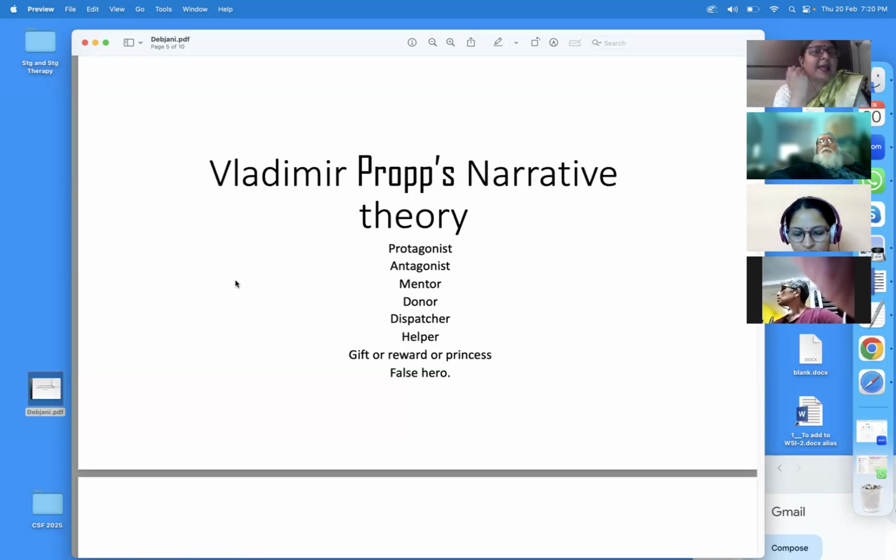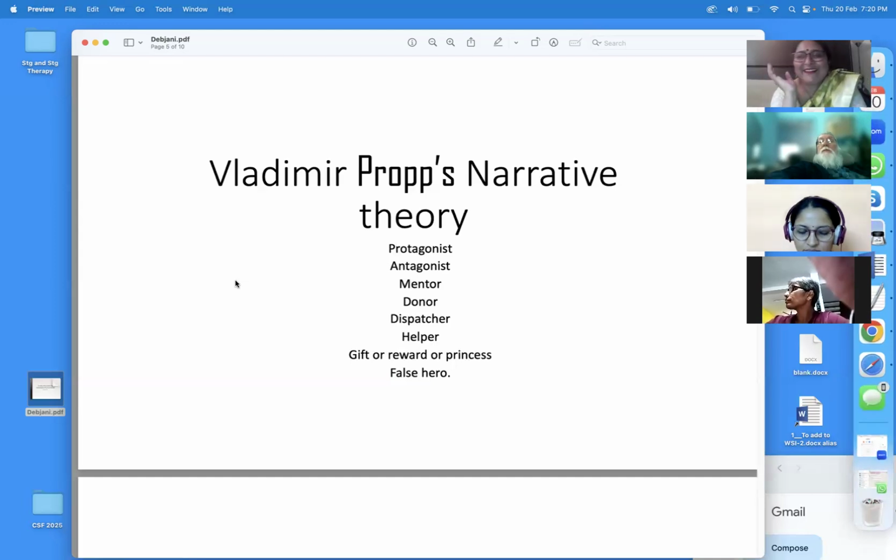And who are the helpers, the allies? Timon and Pumbaa. Yes, nobody can make any mistake about it. Timon and Pumbaa. And what was the gift or the reward of the princess? The throne, Mufasa's, that Pride Rock's throne, right? Yes.